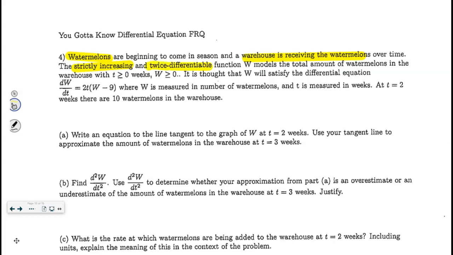They tell me it's twice differentiable, which means it's also continuous. So in my head, I think maybe they're going to ask me an existence theorem, so I know that the hypothesis was met. W is the total amount of watermelons in the warehouse.